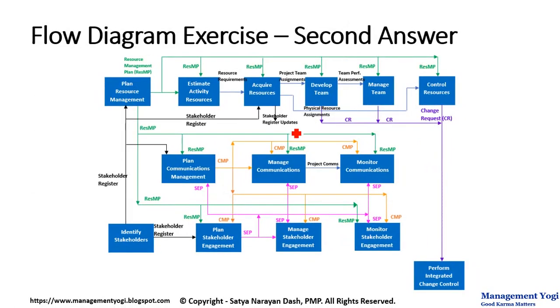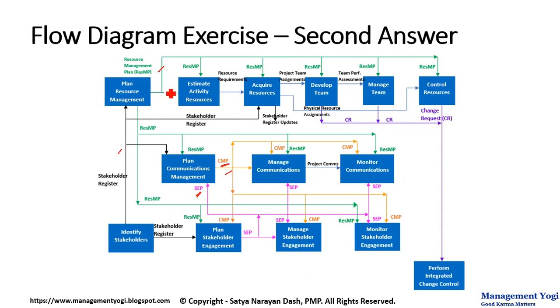So here is our answer for our second exercise. As you can see, the green color coding is with respect to the resource management plan. The orange color coding is with respect to the communications management plan. The pink color coding is with respect to the stakeholder engagement plan. The black color coding is with respect to the stakeholder register.